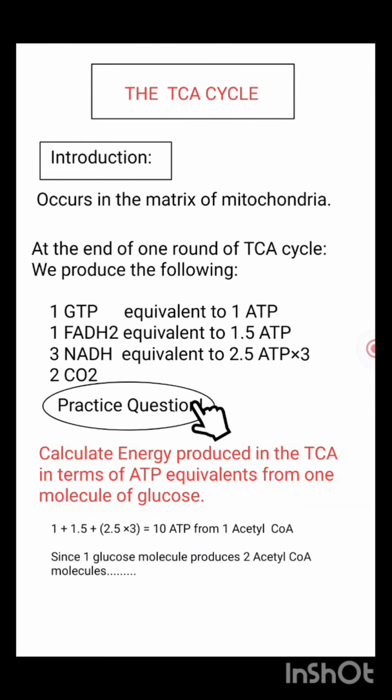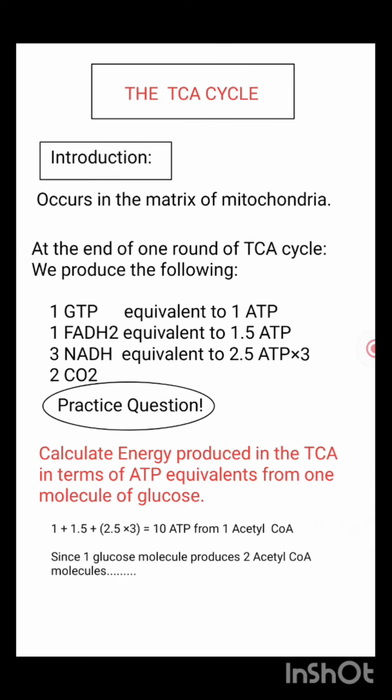So here's a quick practice question for you to just keep yourselves busy. Calculate the energy produced in the TCA cycle in terms of ATP equivalents from one molecule of glucose. So we've just calculated the amount of energy that is produced from one acetyl-CoA molecule. What of one molecule of glucose?